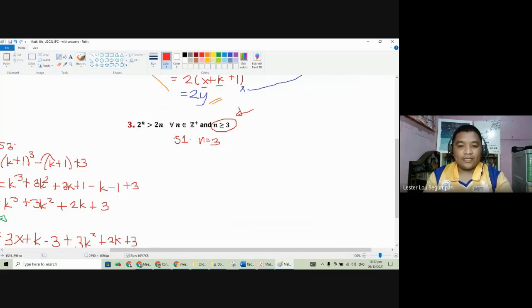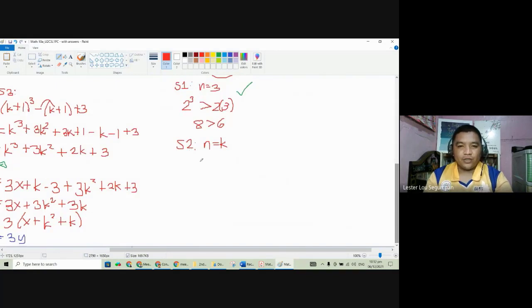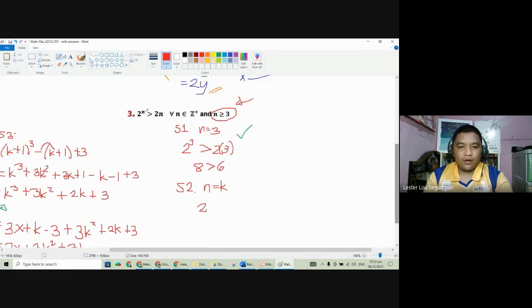Okay, so let's have here 2 cubed. Is it greater than 2 times 3? You have here 2 cubed, which is 8, and the other side is 6. The answer is yes. Therefore, it satisfies the given inequality. The next step is still the application of changing the value of n to k. Okay? So we have here this expression, 2 to the power of k must be greater than 2k.